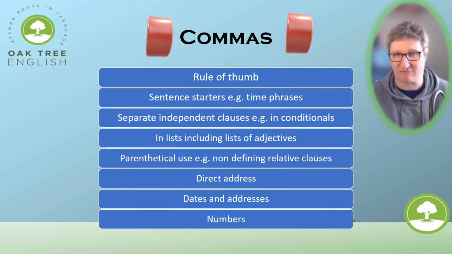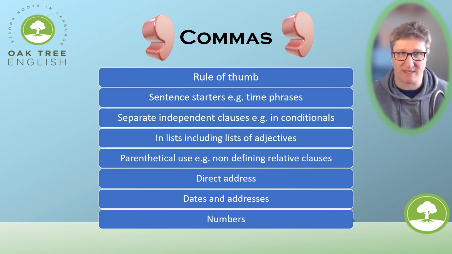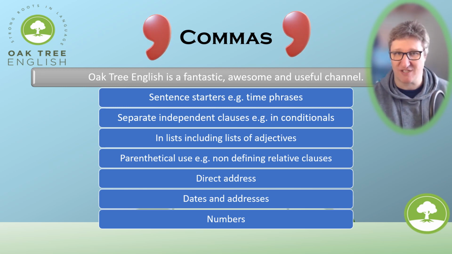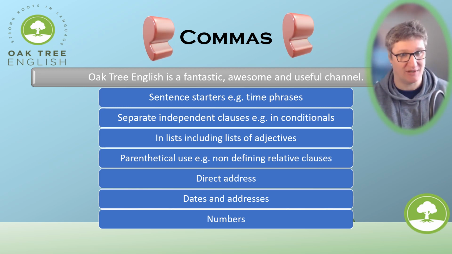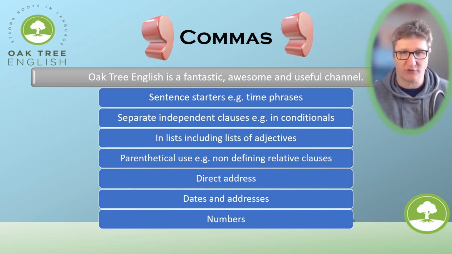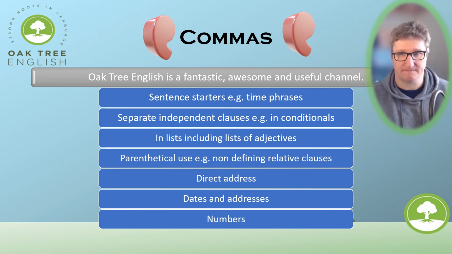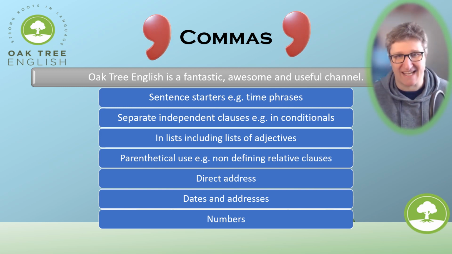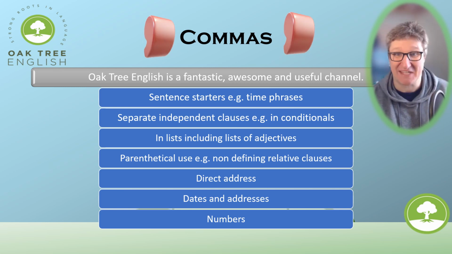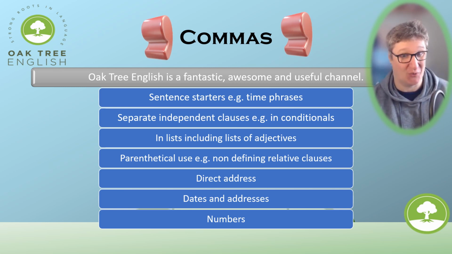Let's think about that rule of thumb. It's about when you take a breath. So for example, Oak Tree English is a fantastic, comma, awesome and useful channel. A fantastic, awesome and useful channel. If you want to add an extra comma before the and, it's actually got a name. That's called the Oxford comma.